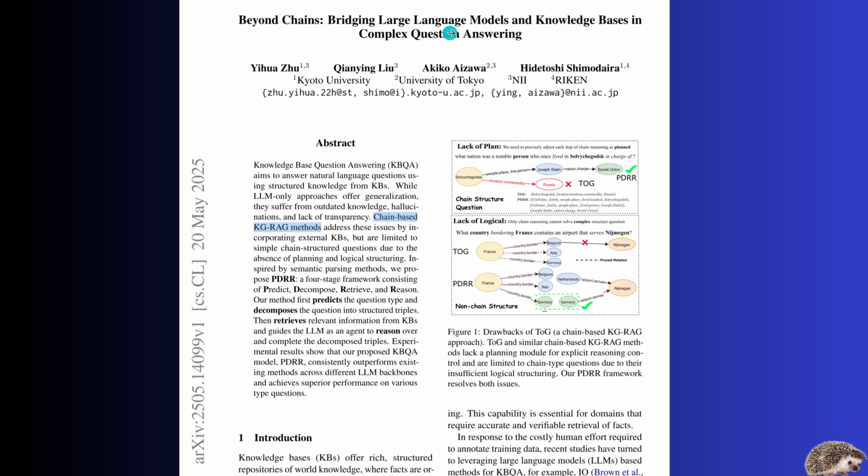Also real nice, Kyoto University, University of Tokyo and Riken. Beyond chains, bridging LLMs and knowledge bases in complex question answering. We have here the chain-based knowledge graph RAG methodology that they try to further develop, and they have here a 4-stage framework for predict, decompose, retrieve, and reason. Real nice idea. You have to have a look at this publication if you want to see what's currently happening in RAG.